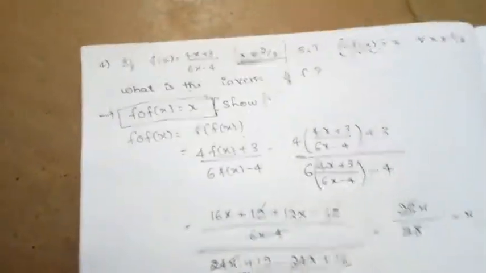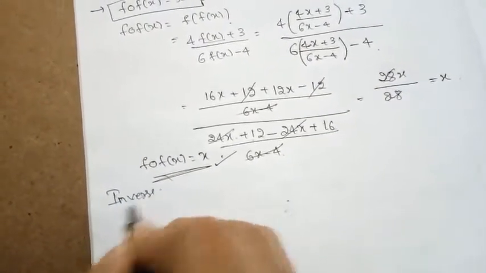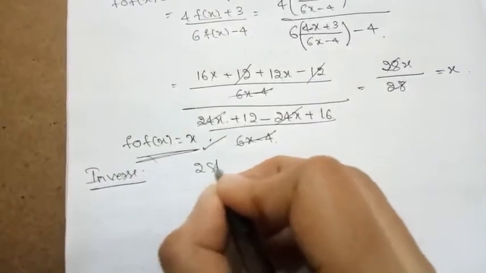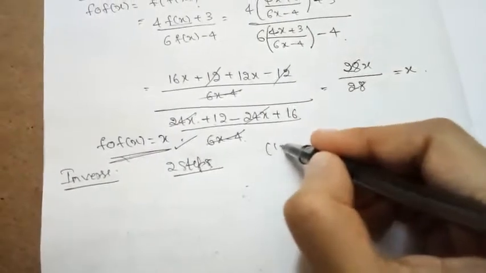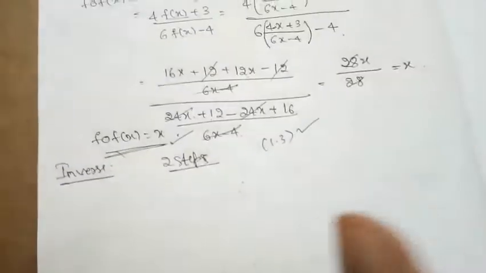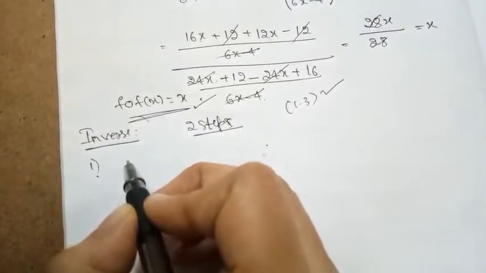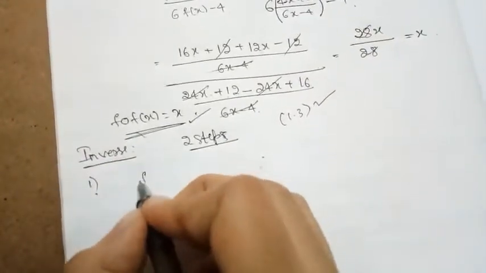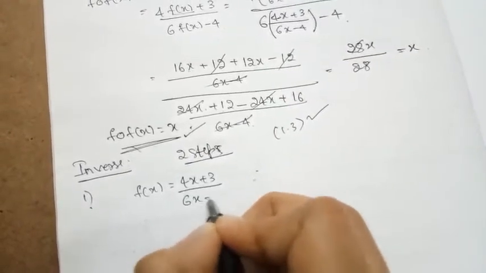First part is finished. Next, what they asked us is to find the inverse of the function f. So to find the inverse, observe here clearly, we are following two steps, and this step follows for the whole of exercise 1.3 to find the inverse of any given function. The same step follows, so observe here clearly. The first step is we need to find the function. Here what they have given, they have given f of x is equal to what? 4x plus 3 divided by 6x minus 4.